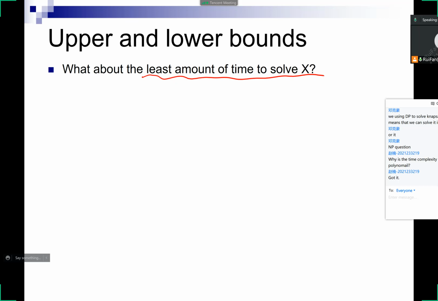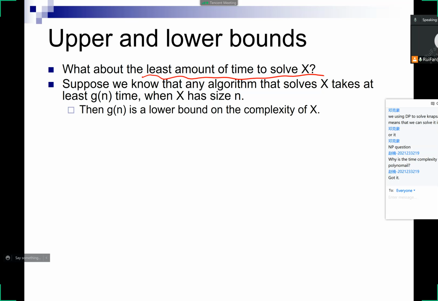So this basically means that for certain problems, you need at least a certain amount of time to solve that problem. For this number problem, you need at least 1,000 time units to see whether my number is within those 1,000 numbers. So this is what lower bounds are all about: what is the minimum time that you need to solve a problem? Suppose you somehow know that any algorithm which solves your problem has to take at least g of n time, where n is the input size. Then g of n is a lower bound on the complexity of x.